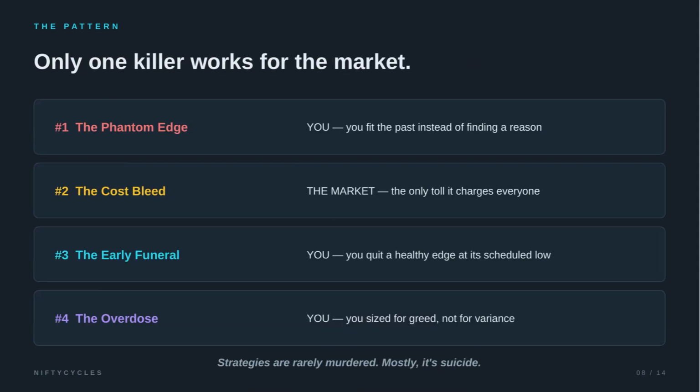Now step back and look at the pattern. The phantom edge, that was you, fitting the past instead of demanding a reason. The early funeral, you again, quitting a healthy edge at its scheduled low. The overdose, you, sizing for greed instead of variance. Only the cost bleed belongs to the market, and even that one dies the moment you actually do the math. Strategies are rarely murdered. Mostly, it's suicide. And that is genuinely good news, because self-inflicted means preventable.